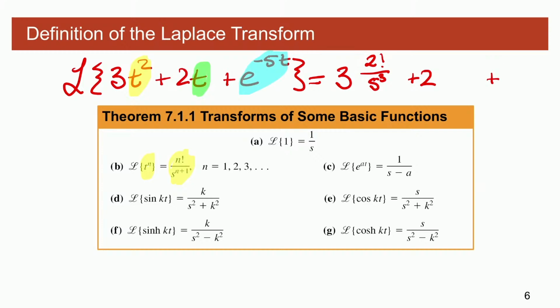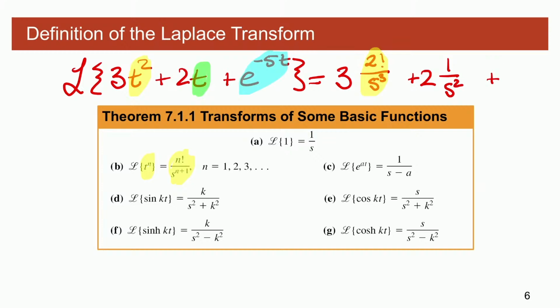And then let me highlight that one. There's the yellow. Now, the highlighted green, you'll see, is just t. That's t to the first power, that's 1 for n. So I'm going to do 1 factorial over s to the second. Well, that's easy. That's just going to be 1 over s squared.